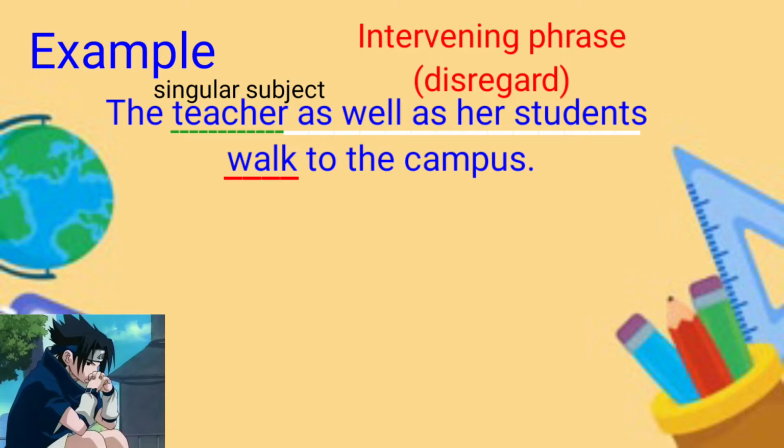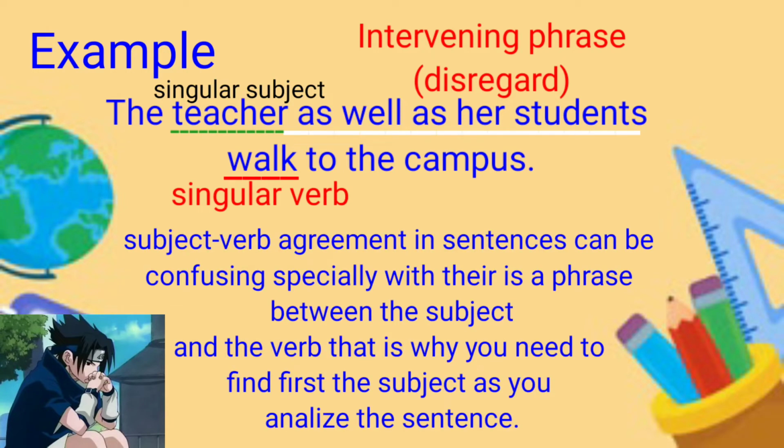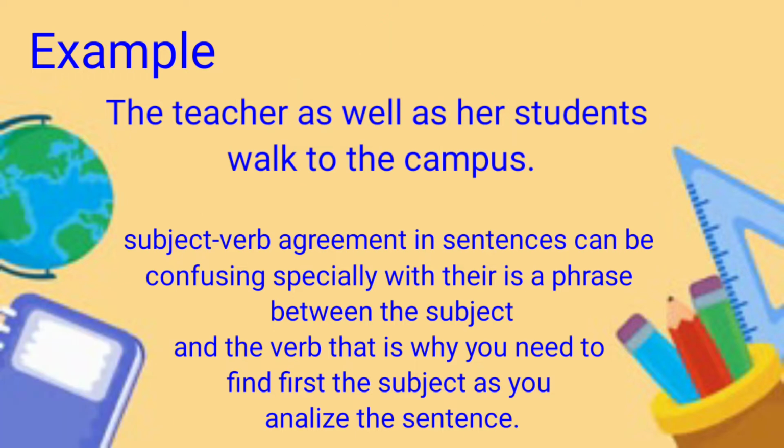Subject-verb agreement in sentences can be confusing, especially when there is a phrase between the subject and the verb. That is why you need to find first the subject as you analyze the sentence. The teacher is our subject, so we use the singular form of the verb, walks, and disregard the phrase as well as her students, because our main subject is the teacher.